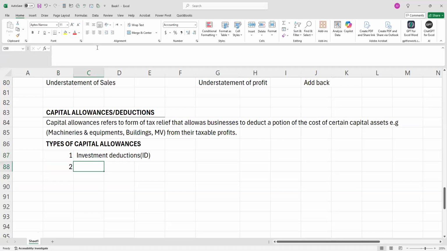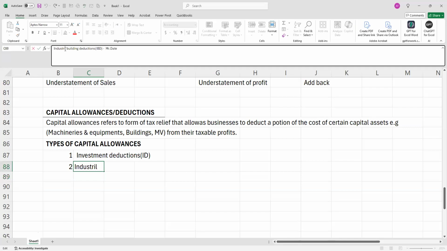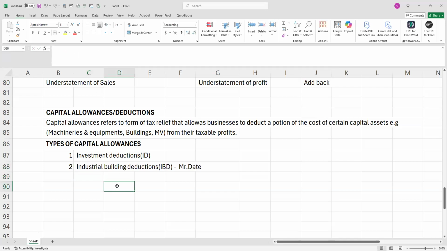Number two, industrial building deductions, IBD. And Mwalimu normally refers to this as Mr. Date. I'll give you the reason why we normally refer to it as Mr. Date.